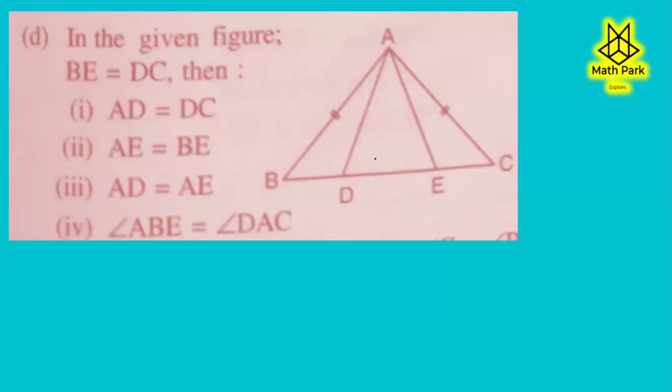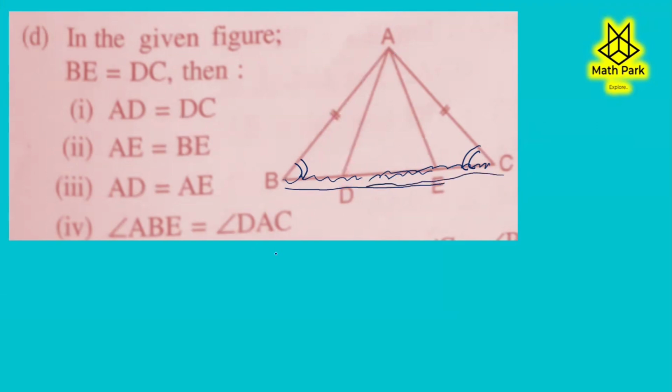D, in the given figure, you have BE is equal to DC. These are equal. Then whether you have AD is equal to CD. Let us see which triangles we'll be able to prove congruent. Now, when we have AB and AC equal, then we will have these angles equal. Angle B and angle C will be equal. And already we are given BE is equal to CD. So which triangles can we take congruent?